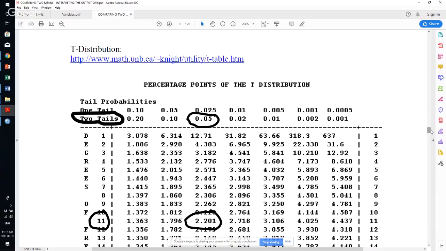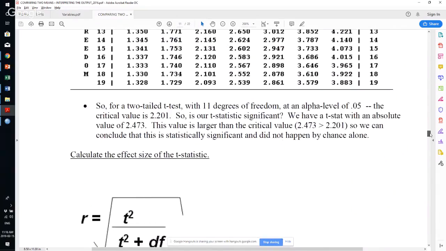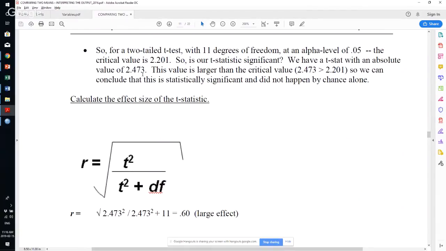That means that if your t-value is greater than this critical value at this alpha level and these degrees of freedom, then it will be statistically significant. So that's how it finds this out. You could do this by hand. We got 2.473. Okay, so I wouldn't actually have to get the p-value.